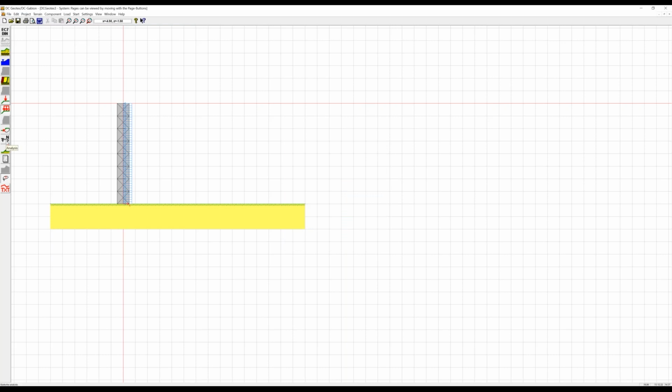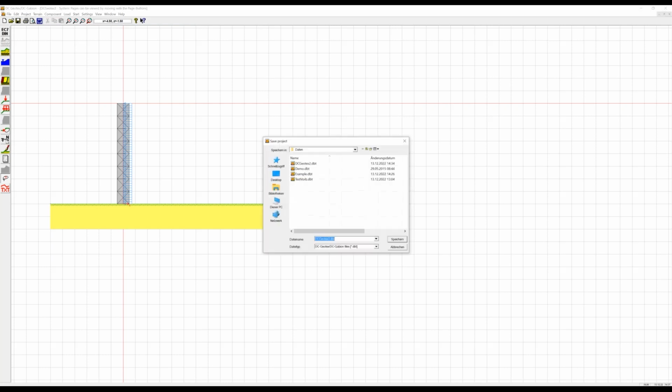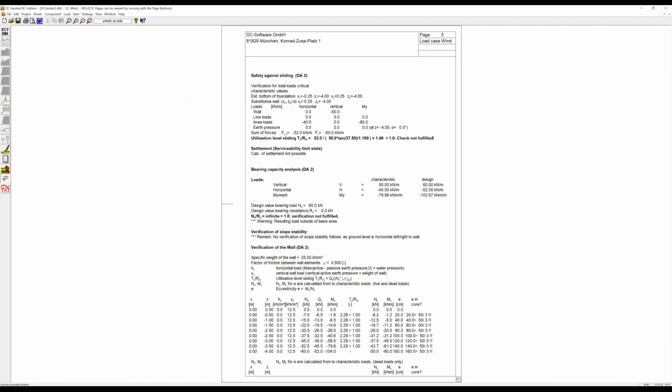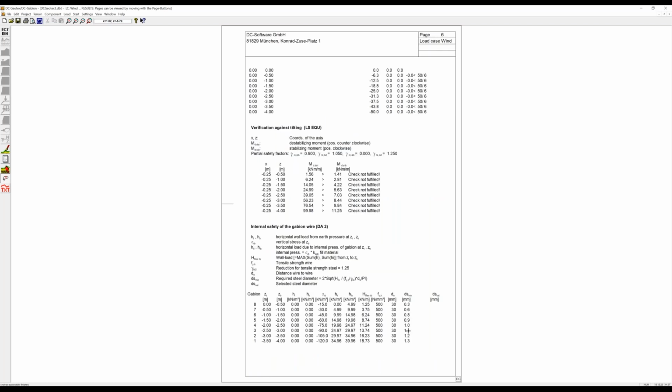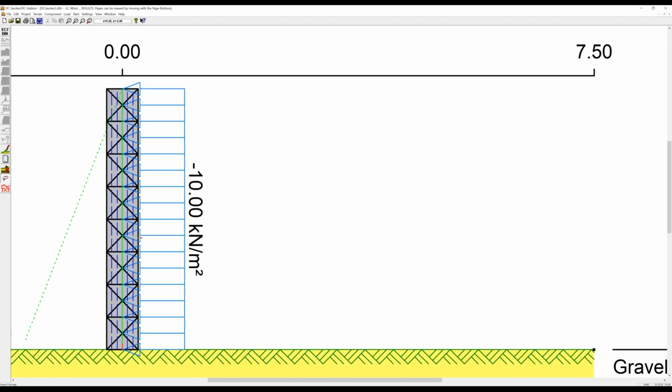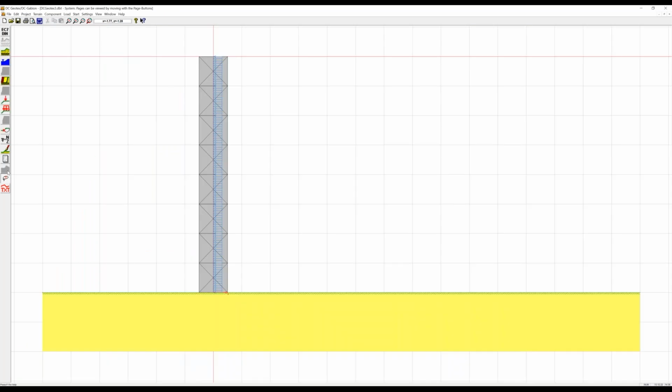And now we can check if the stability is fulfilled. And for example, for this small wall, there is a problem of overturning. Here the verification against tilting of all the single blocks is not fulfilled. And we see this again here in the graphics. We see that the forces are running outside of the wall. So this wall, which is very, very small, very thin, would not be stable.